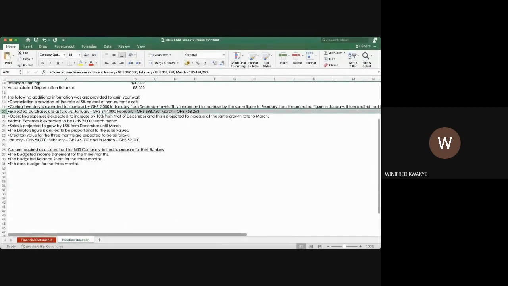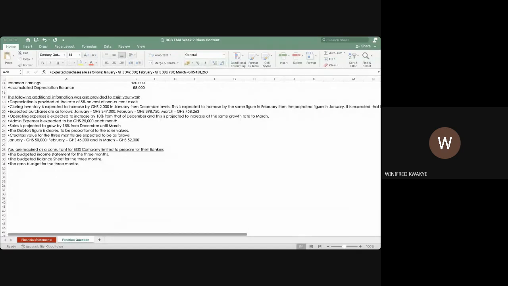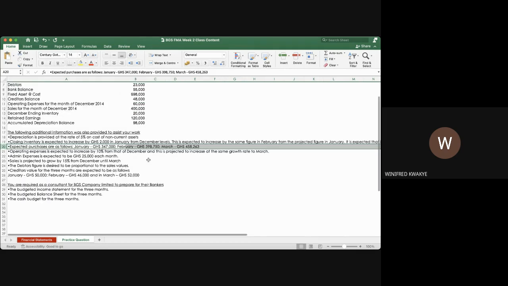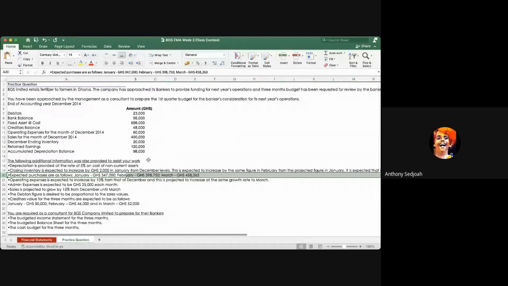Sales is projected to grow by 15% from December until March. The debtors figure is designed to be proportional to the sales value. Creditors value for the 3 months are expected to be as follows. January is 50,000. February is 46,000, and in March is 52,000. You are required as a consultant for BGS Company Limited to prepare for their bankers the income statement for the 3 months, the balance sheet for the 3 months, and the cash flow statement for the 3 months. Okay. Thank you very much.